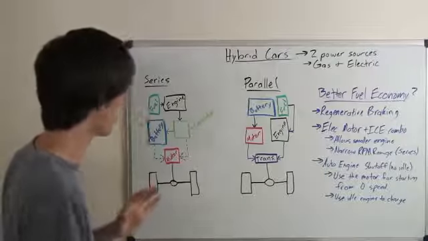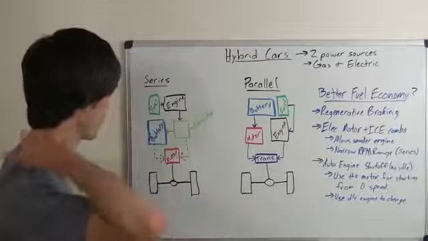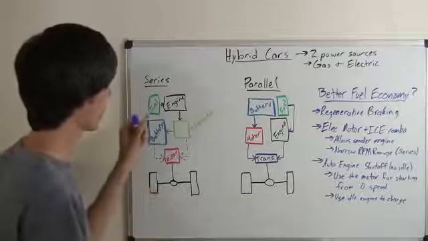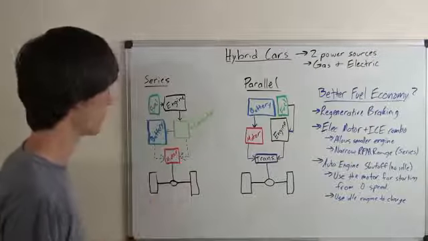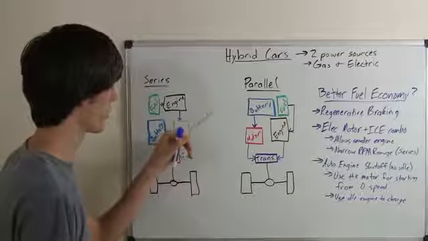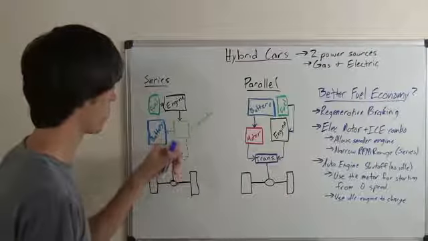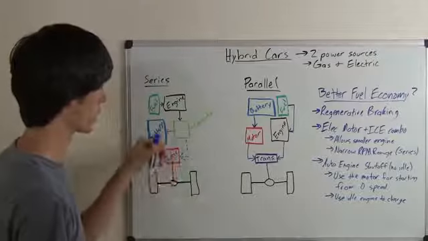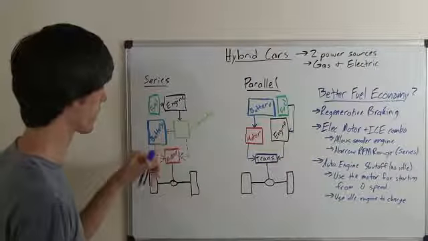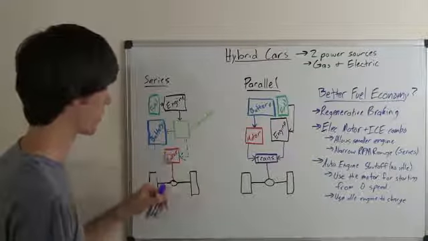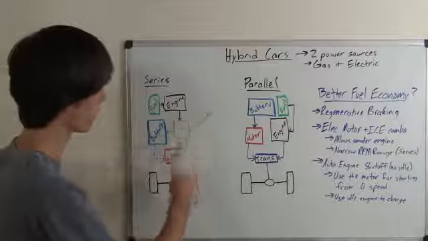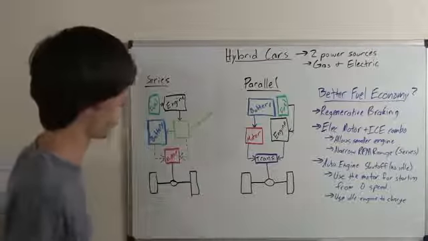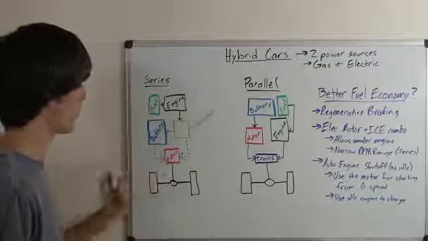In a series hybrid, everything basically is in series. So what we've got is our fuel, which powers our engine, which powers a generator, which generates power, which is then used to power the motor, which will drive the wheels, or to charge a battery. And the battery can also send its power to the motor to turn the wheels. So basically everything occurs in a straightforward, simple series.